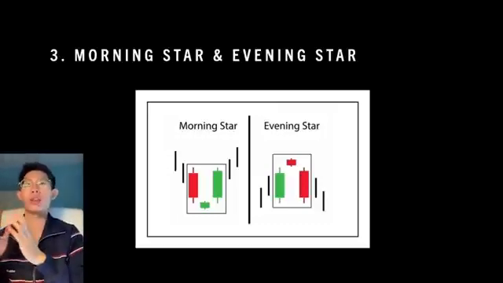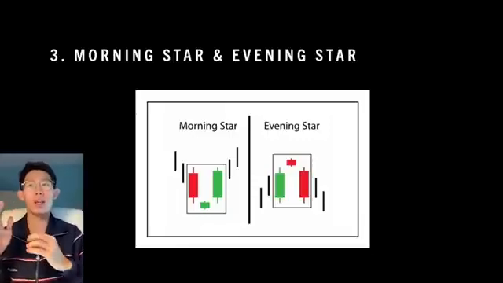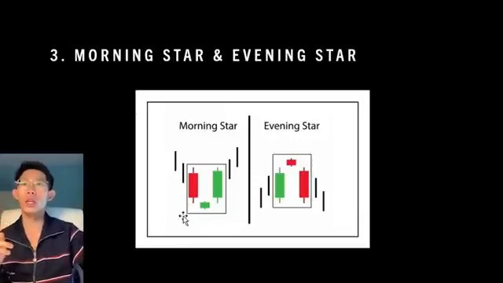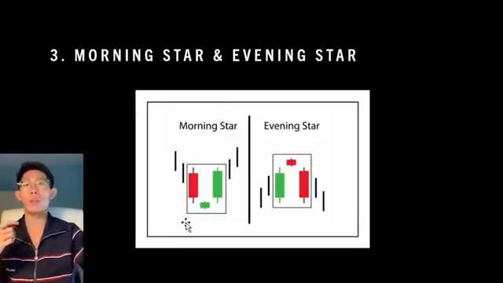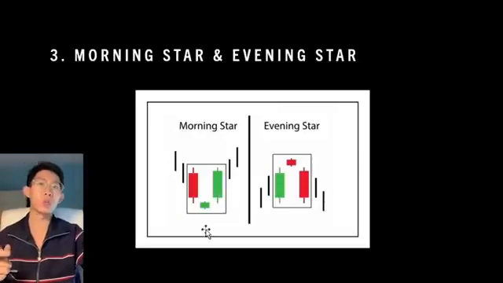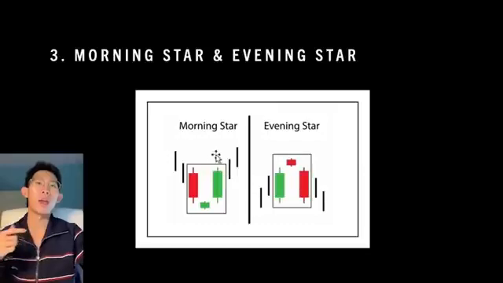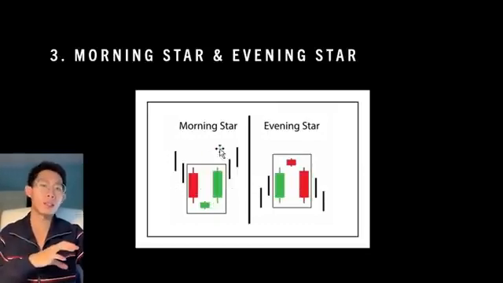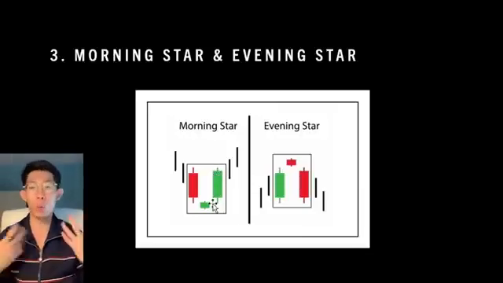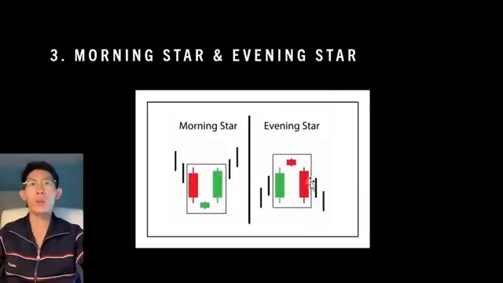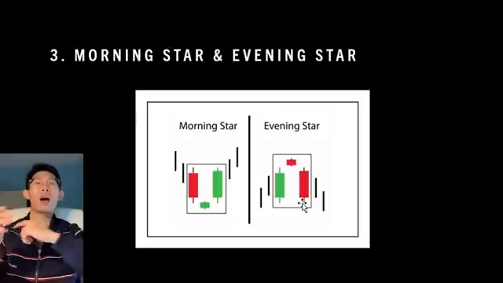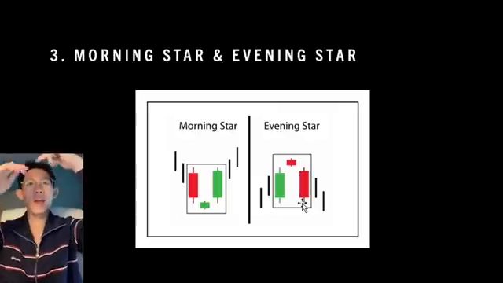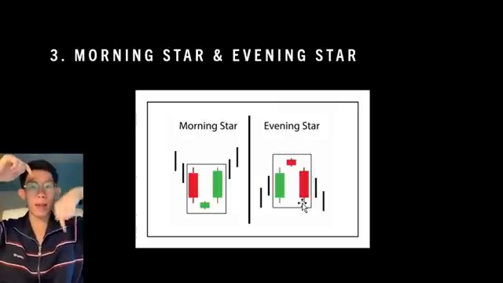So the first candle must be red, and then the second one can be either green or red, and it can be either a star candlestick or a doji. And then the third candlestick must be green, and it must close at least halfway up the first red candlestick. This last candlestick will confirm to us that a reversal is going to occur. And when you see your evening star, that means that the uptrend is potentially going to end and price is about to reverse and hit back down.